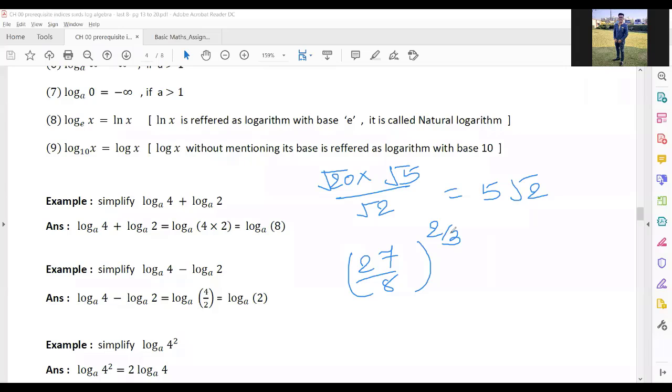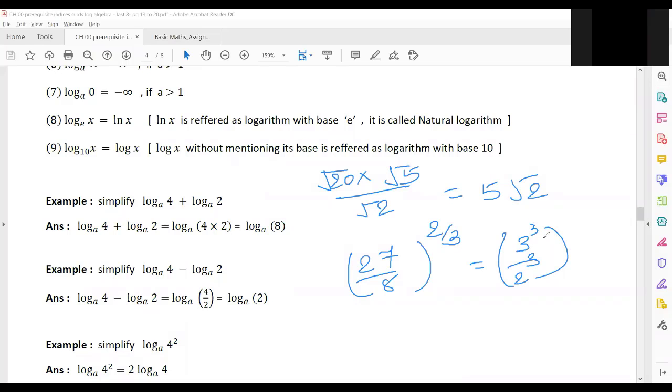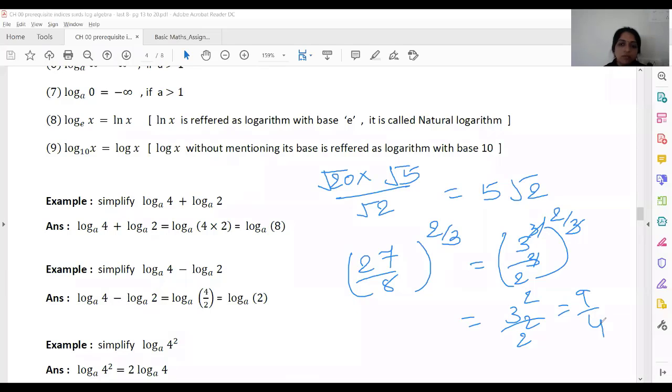9 by 4. 3 raised to 3 upon 2 raised to 3, whole raised to 3. 3 square upon 2 square, it will be 9 by 4. Okay.